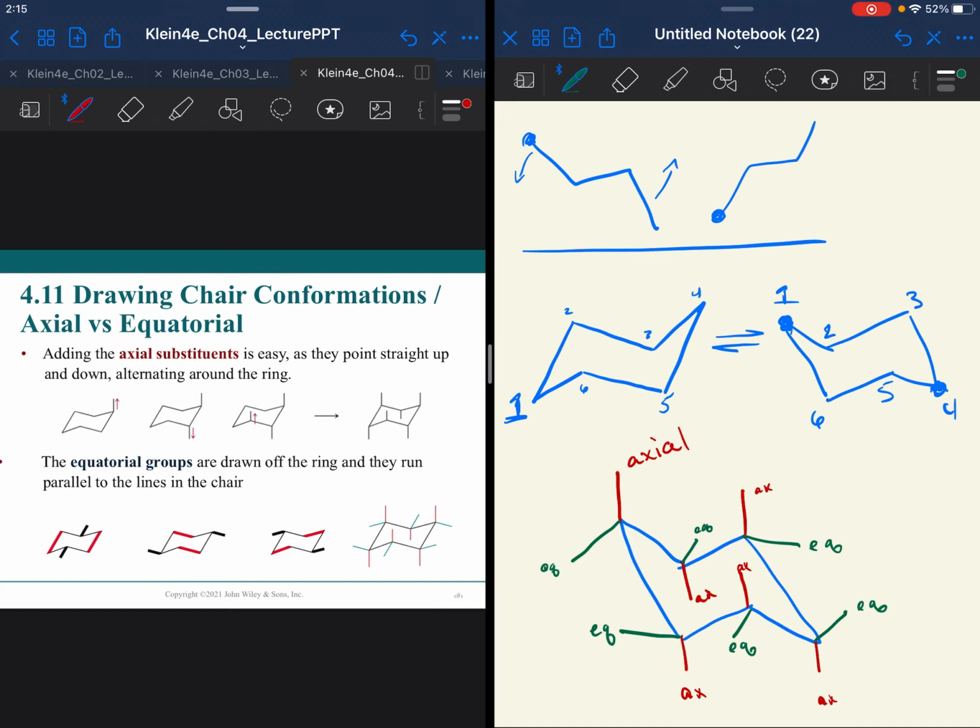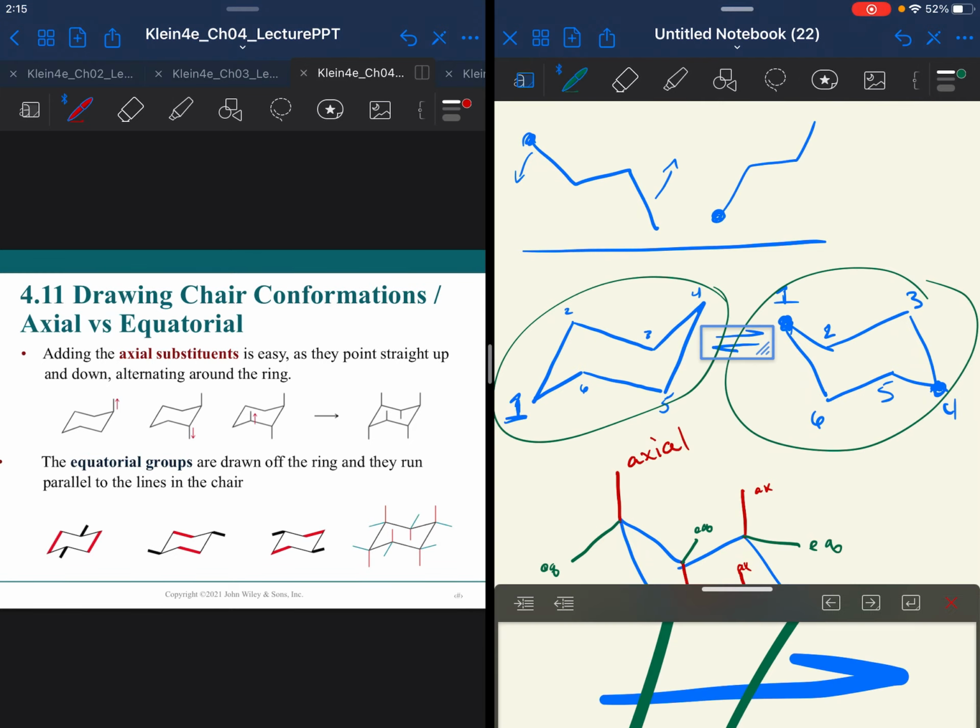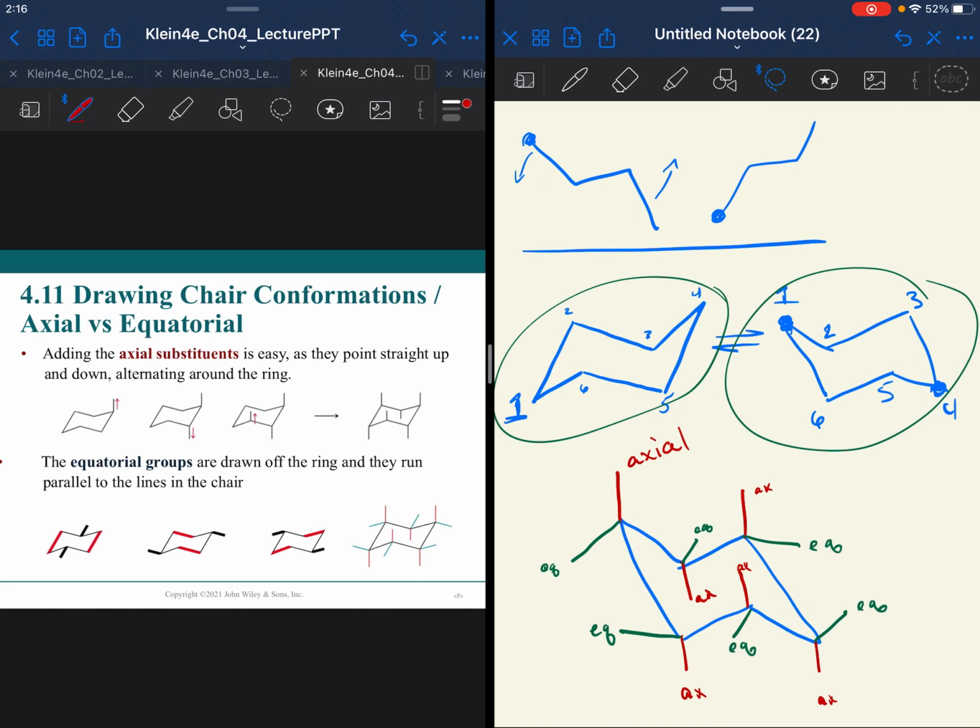Now, what is important, and this is just going through adding those lines, what's important is to understand how you can do a ring flip, how I can get from left to right. And so I want to go ahead and, okay, oh, here we go. I'm going to copy this.